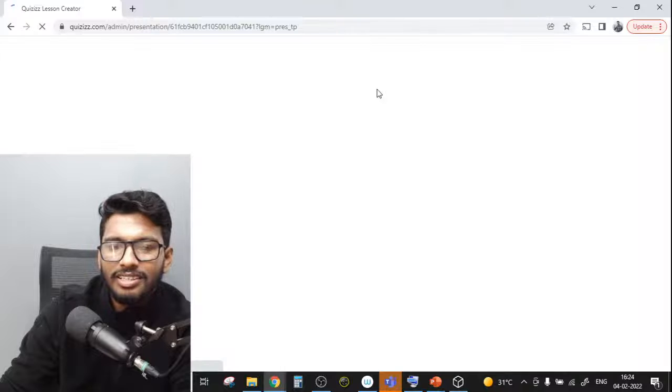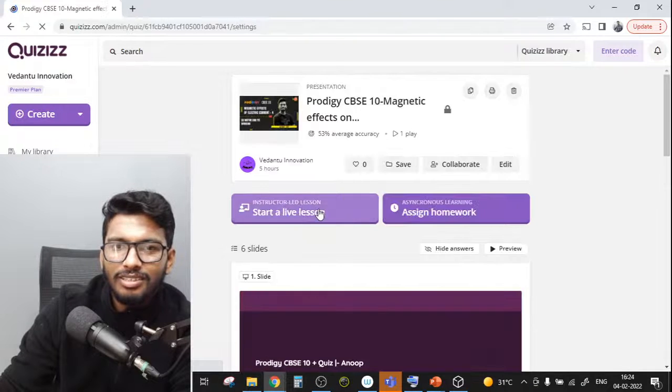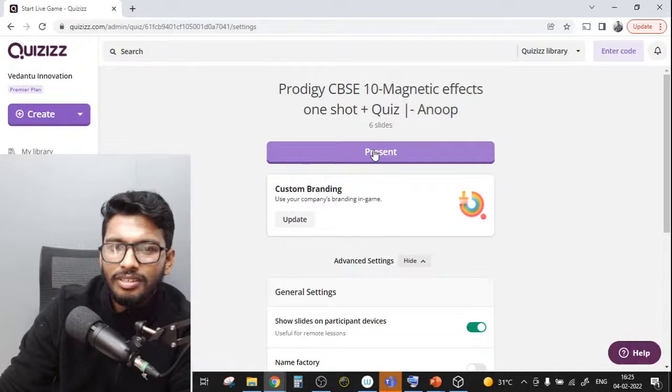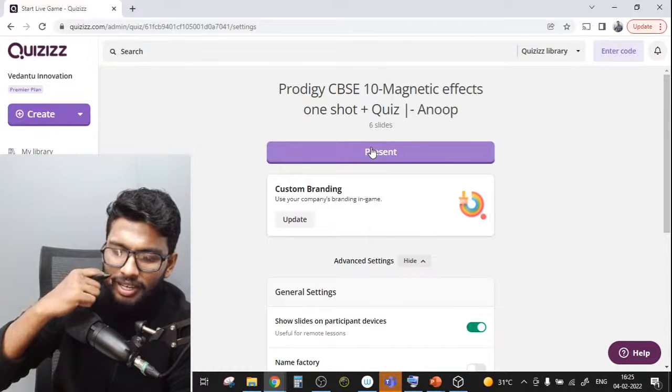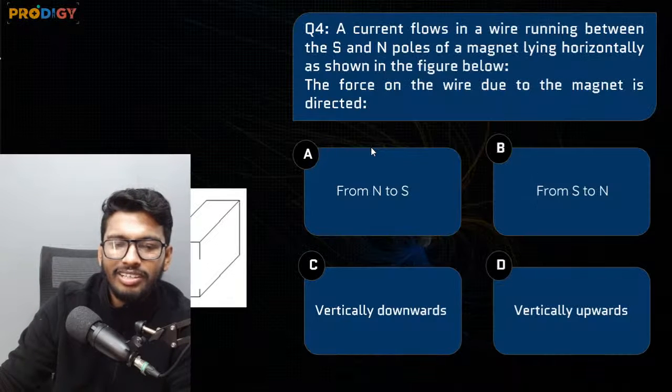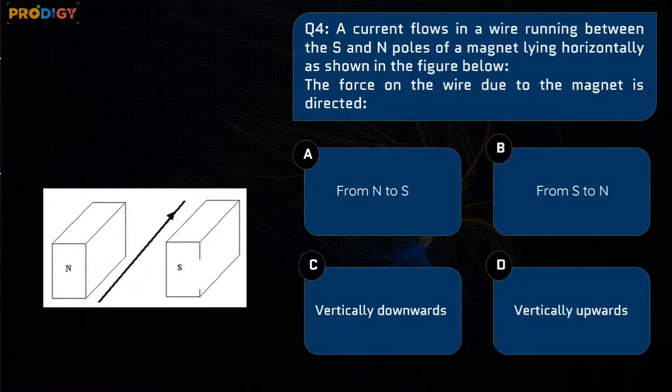Wait 1 second, guys. I'll just go back to the quiz again. I mean, you don't have to join the quiz and all, but you guys can see the diagram. That's why. Just take a look at the diagram for 1 second, all those who are confused about this diagram.